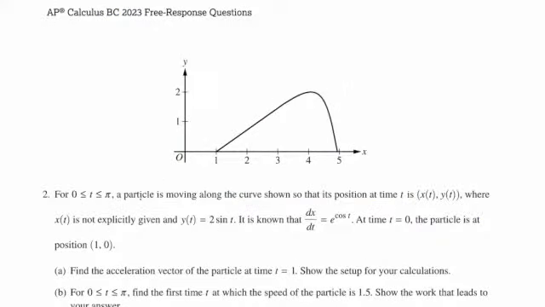AP Calculus BC 2023 problem number 2. It says for t from 0 to pi, a particle is moving along the curve shown so that its position at time t is (x(t), y(t)), where x(t) is not explicitly given, and y(t) equals 2 sin t. It is known that dx/dt equals e to the cos t. At time t equals 0, the particle is at position (1, 0).